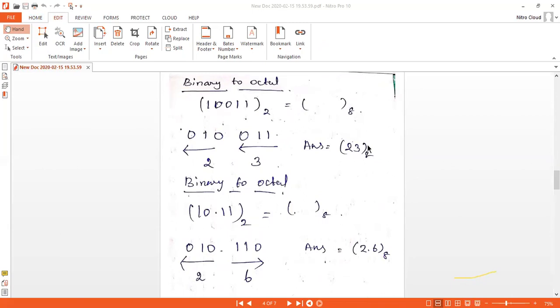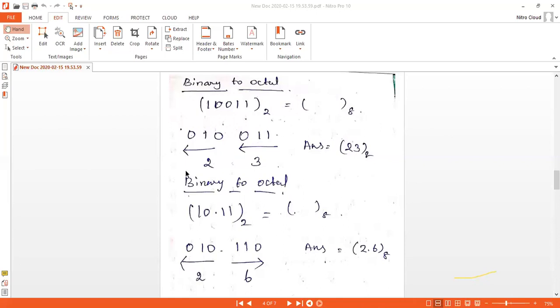First duty is to write the number in three digits. Here, how many digits are there? 5 digits, 10011. So the first 3 digits you take and write like this: 011. Of the remaining digits I have only 2, 1, 0. So I can add a 0 in front.